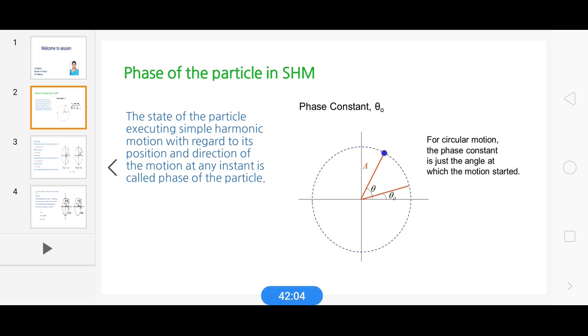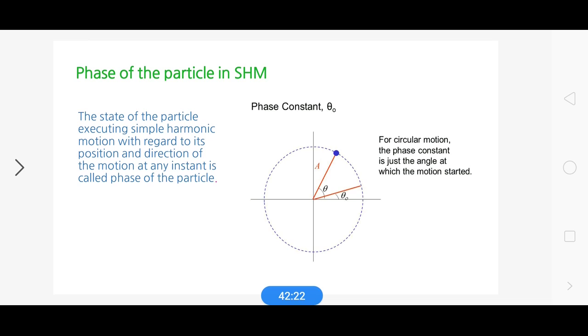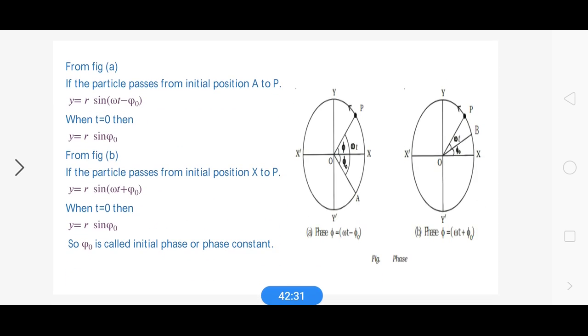So in this session we discussed the phase and time period of the seconds pendulum. The phase of the particle is the state of the particle executing SHM with regard to its position and direction of the motion at any instant of time. It tells about the initial position of the particle at any instant of time. We discussed two different cases.